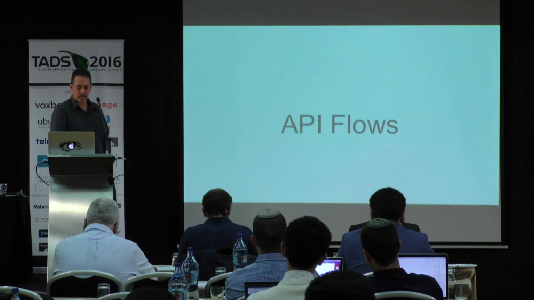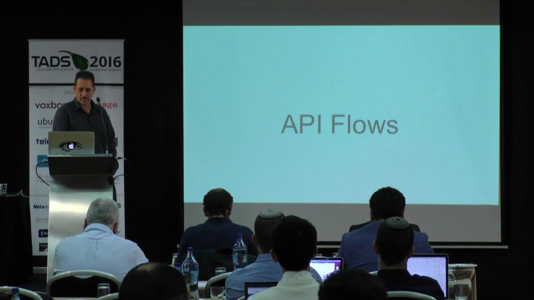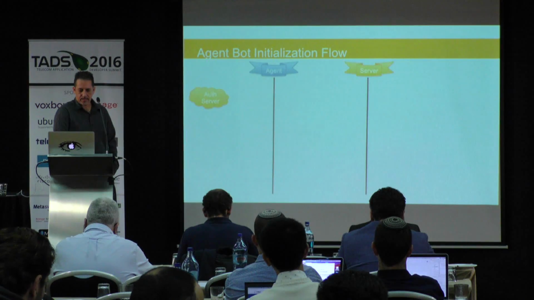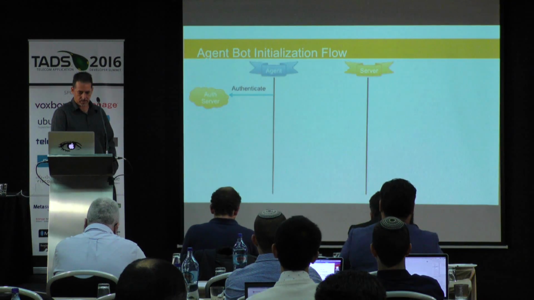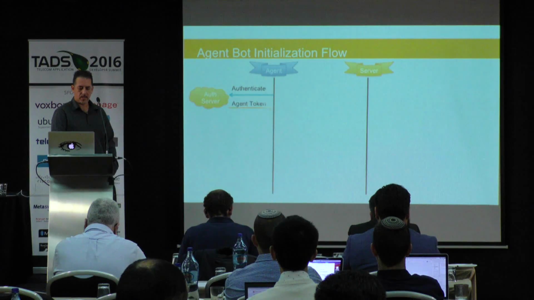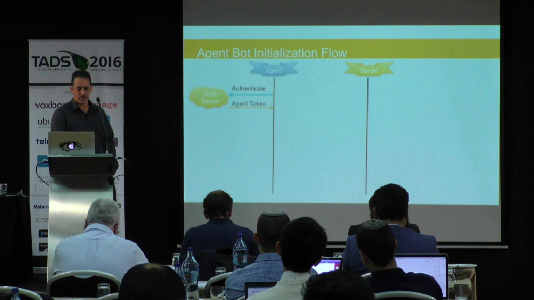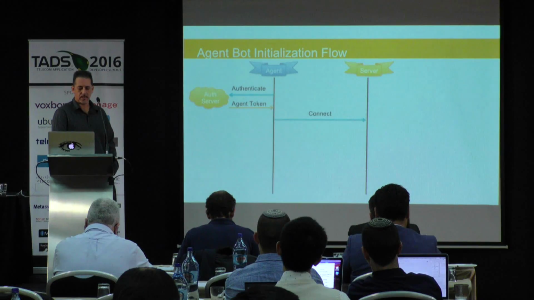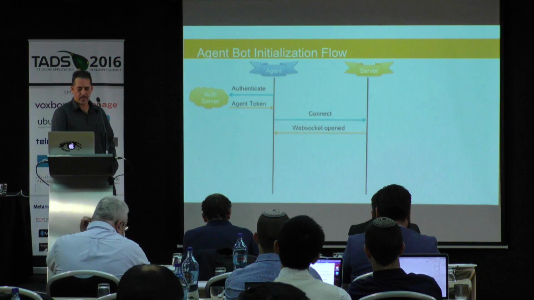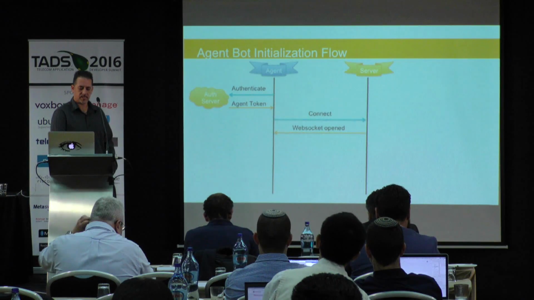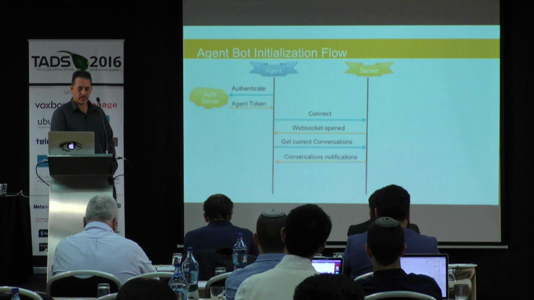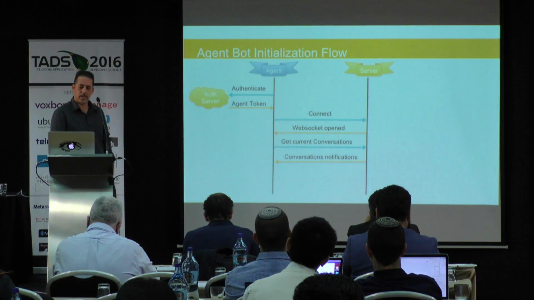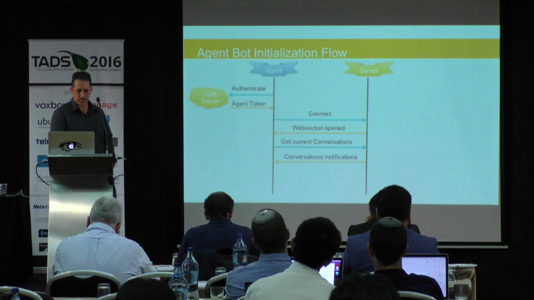After we went over the major capabilities, let's see some flows. When the agent bot needs to initialize, first it needs to do authentication. So it reaches the auth server and gets an agent token. With that token, it can connect to the messaging server and get a WebSocket opened, and now it has a session opened. Now it can get its current conversations, get a response, and continue getting its notifications. Now it's ready to start working.